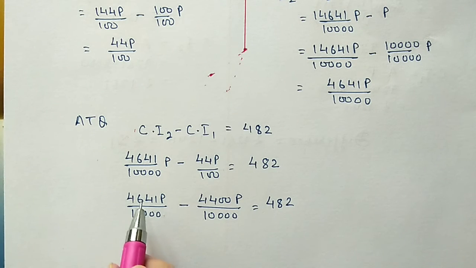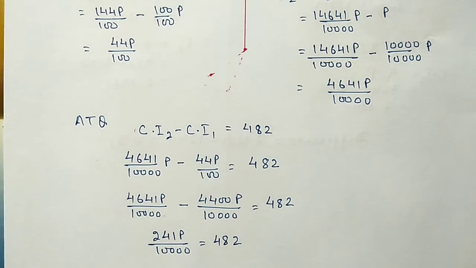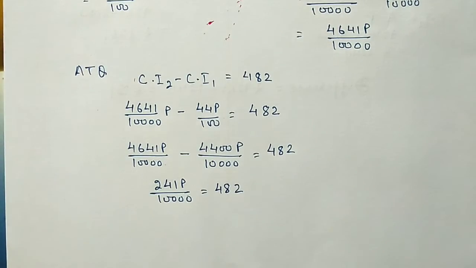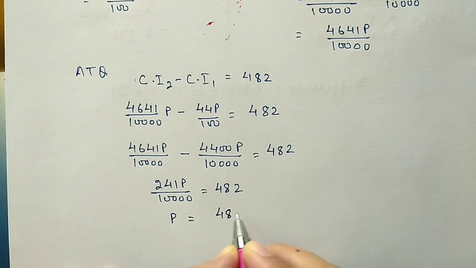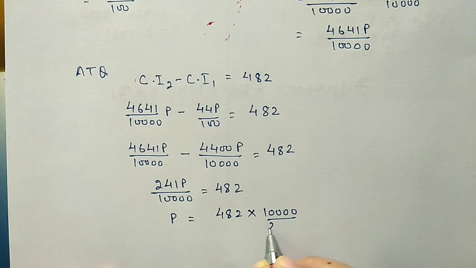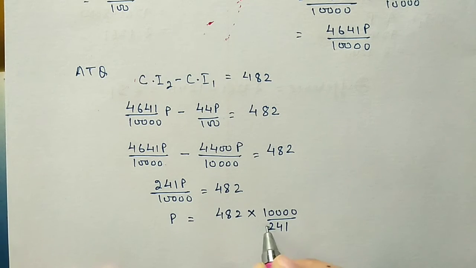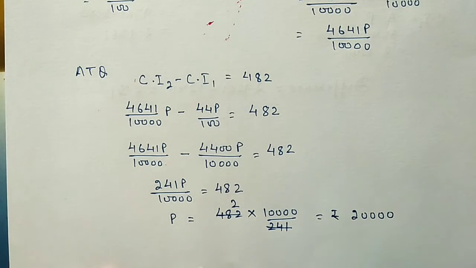Now we can simplify. Denominator is same, numerator we can simplify, we will get 241p divided by 10,000 equal to 482. We will keep p here and the remaining numbers will shift to the other side. So p is equal to 482 into 10,000 divided by 241, and with 241 we can cancel it 2 times. So we have here p value is 20,000.